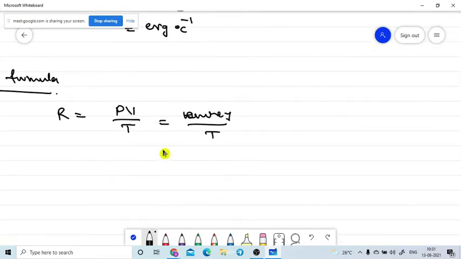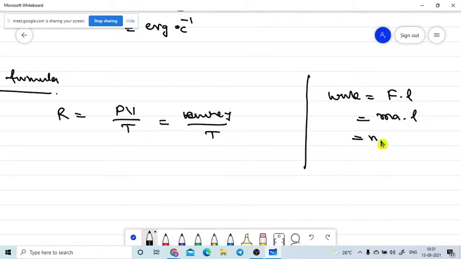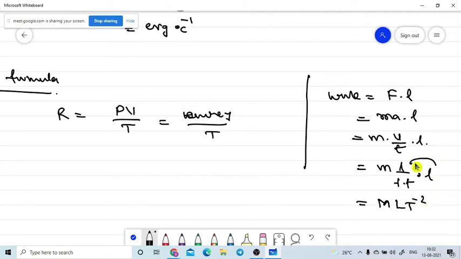Energy dimension formula. Work is equal to force into length. Force is equal to mass into acceleration, into length. Acceleration is equal to velocity divided by time, into length. Velocity is equal to length by time, into length. That is equal to M L T power minus 2. L into L is L square. So M L square T power minus 2. This value I am taking.